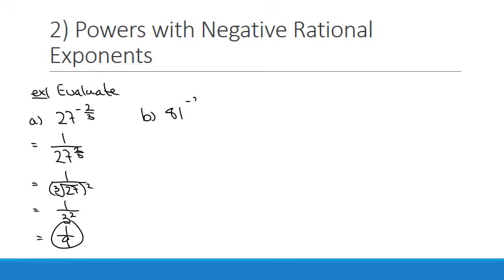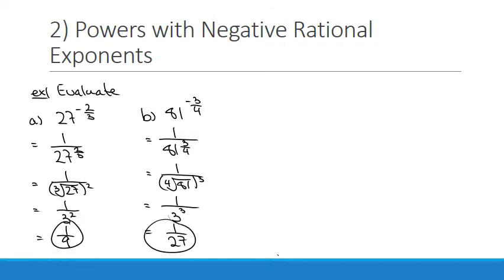Let's do another one. 81 to the power of -3/4. Again, let's get rid of that negative exponent first. So it's going to be 1 over 81 to the power of 3/4. Now let's convert to a radical. 1 over the fourth root of 81 to the third power. Okay, so now you have to determine what the fourth root of 81 is. It ends up being 3, so it's to the power of 3, and 3 to the power of 3 is 27, so 1 over 27.